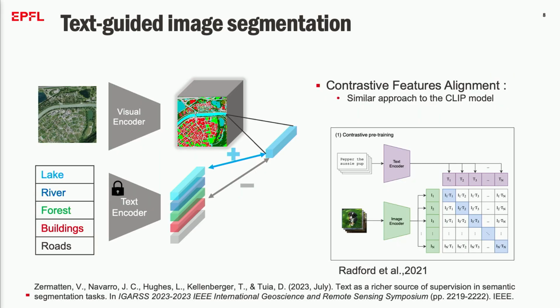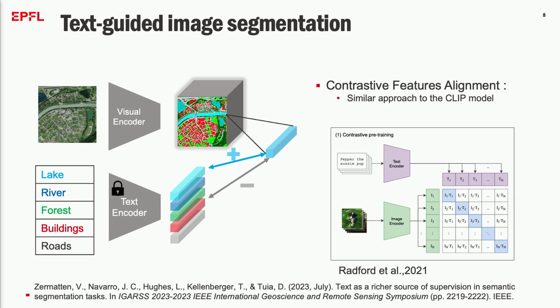And so for this task, we built a model last year, and we presented this work at a conference. We took inspiration from the CLIP model. I'm sure many of you are familiar with it. So we use a dual encoder model. We have a visual encoder that extracts patterns from the image. It can be a CNN or a transformer. And for each pixel, we extract one vector. And this vector contains some semantic information.